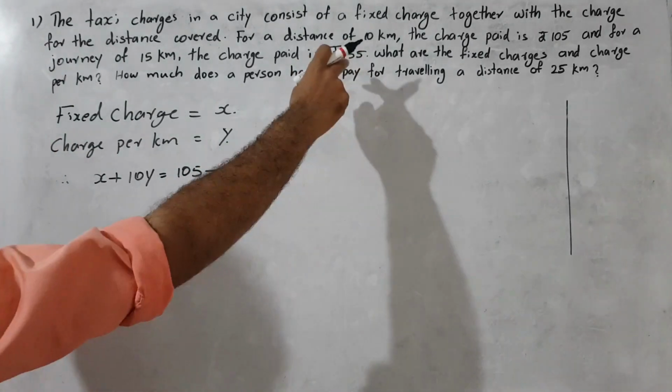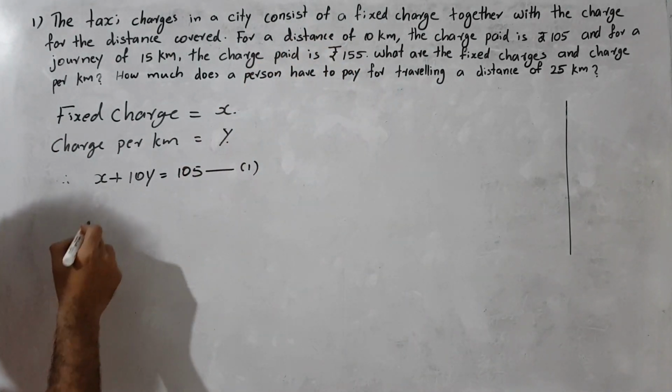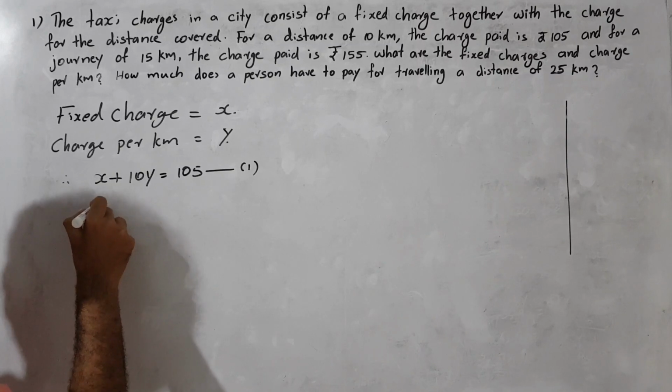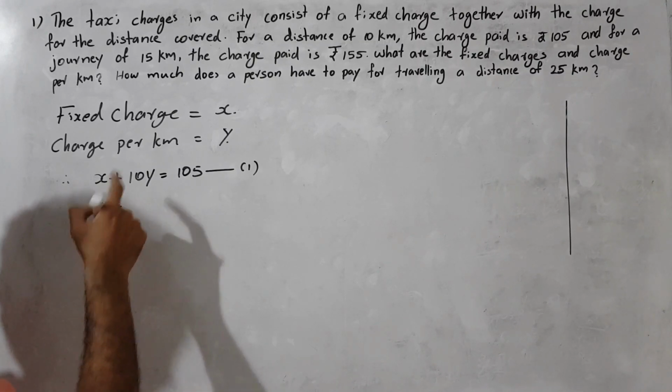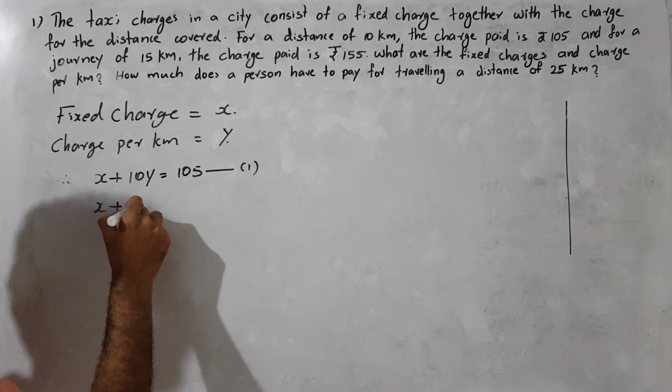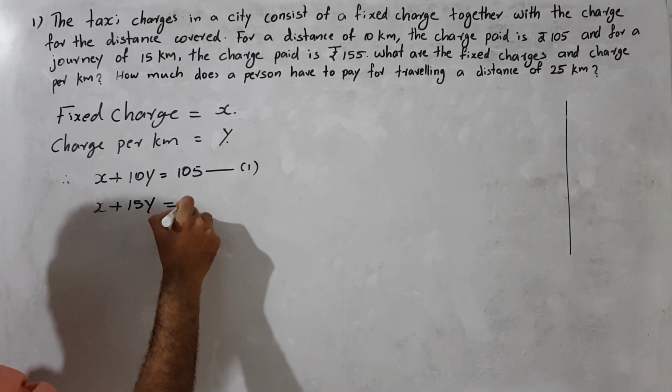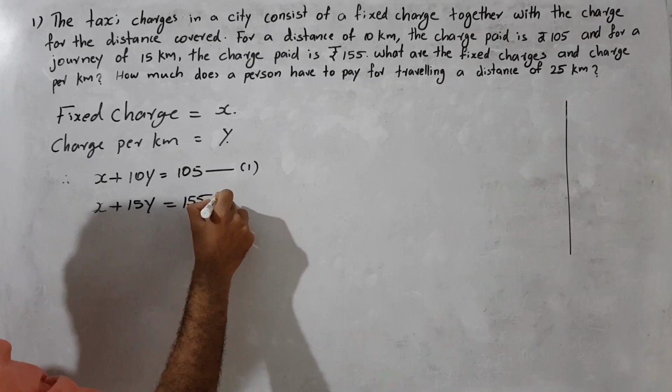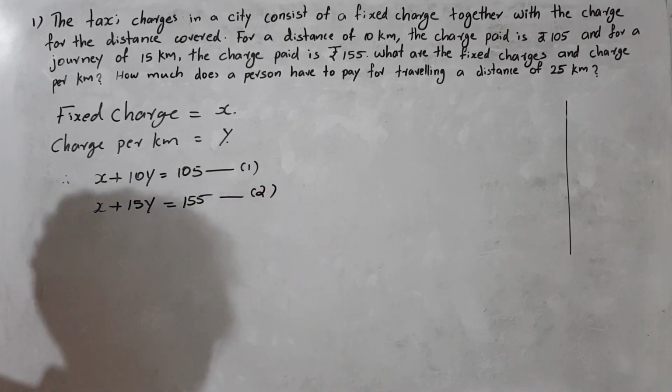Therefore, what is 155? 155 is x, the fixed charge, plus the charge for covering 15 kilometers, that is 15y, is equal to 155. Okay. Then what is next?